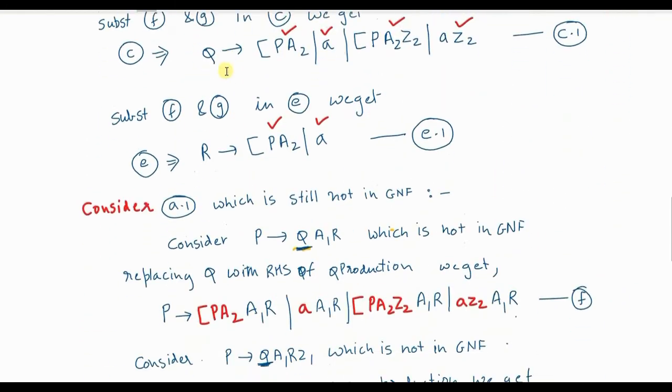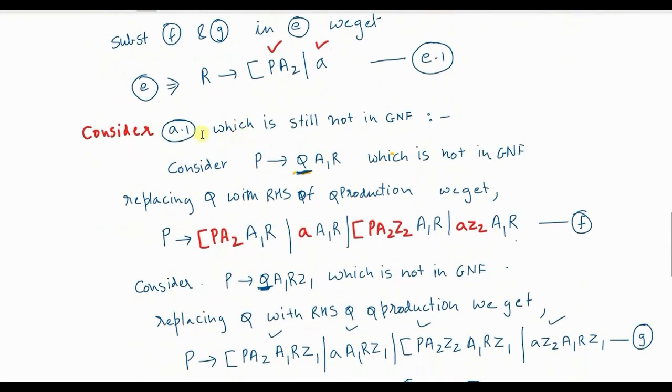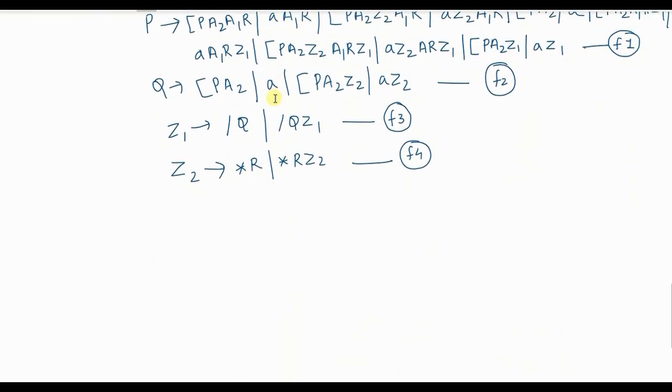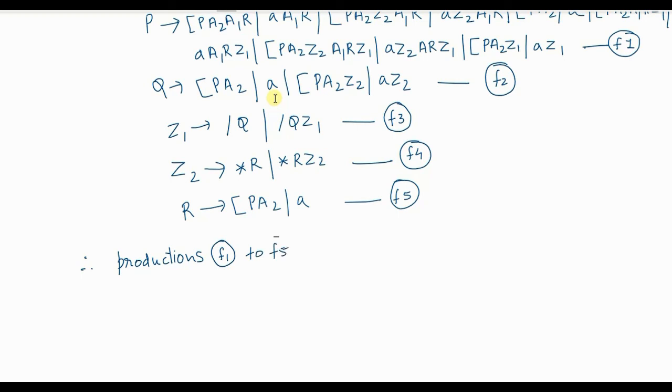Now the R production was this, E1. So R gives bracket P(A2)/A. So this is F5. Therefore productions F1 to F5 are finally in GNF.